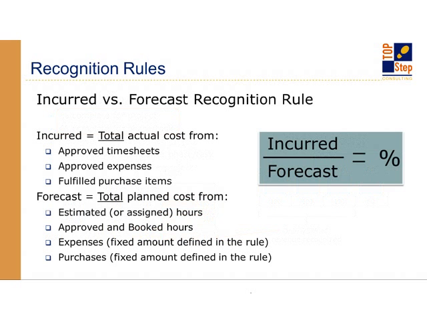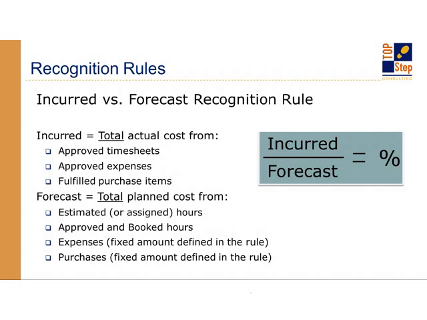So here's what it does. It does calculate based on percent complete, but it arrives at that percent complete calculation a little differently. It uses cost. Okay, so it's incurred divided by forecast. Incurred is the total actual cost from any combination of what you select, and that can be approved timesheets, approved expenses, and fulfilled purchase items. And then the forecast, again, is the cost total of whatever you select.